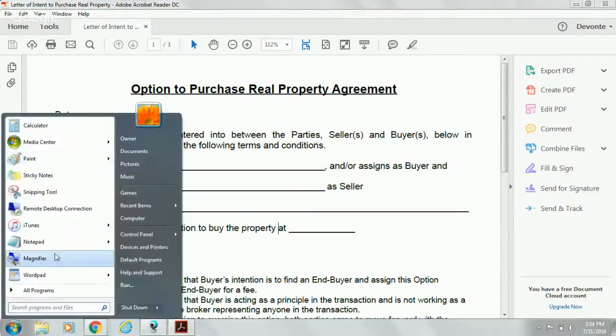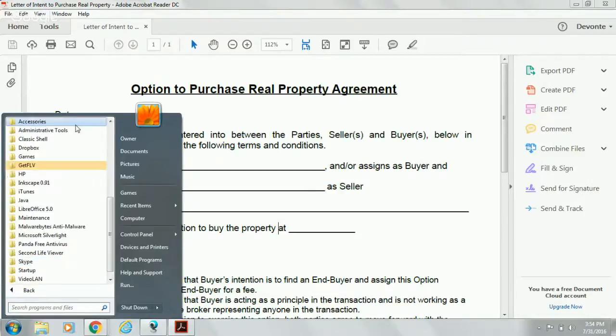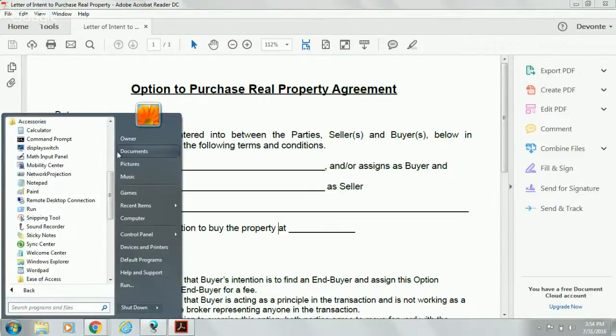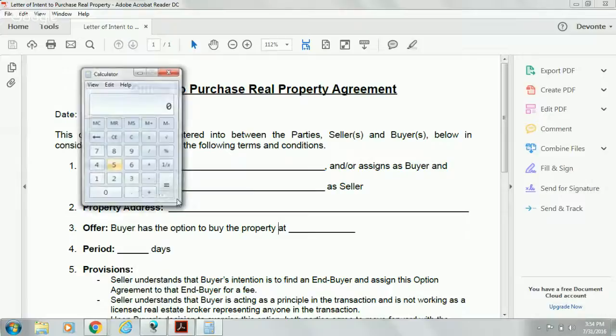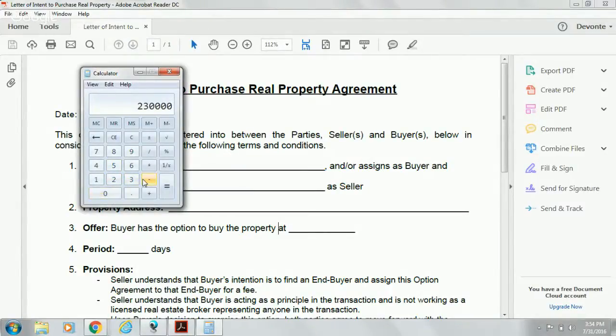So let's say that I buy your house from you at $230,000. But let's say I find a buyer that can pay $240,000. So then my fee would be $10,000. So this I have the option to buy the property at that set price.